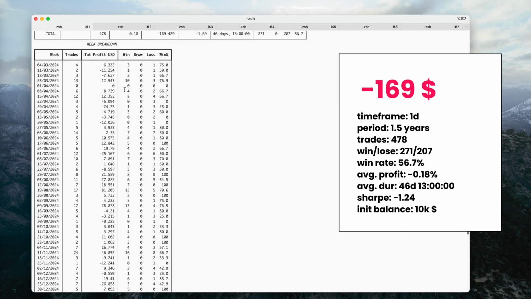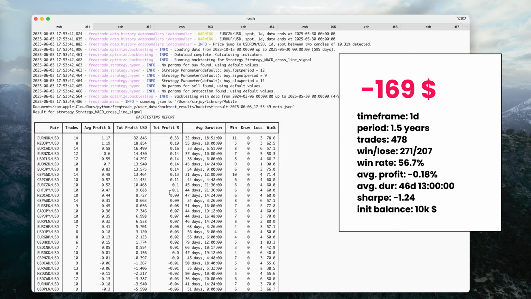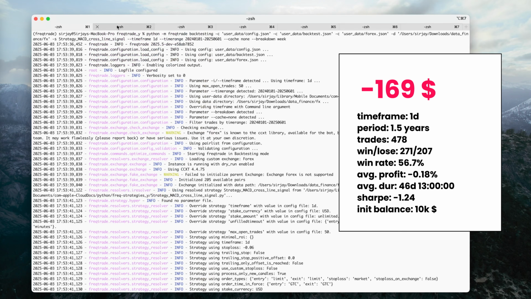Let's check the breakdown. Week breakdown, we got these values. It's also for each week. We can see the profits depending on the week of the month. And in some periods we got pretty nice profits. Maybe it depends on the trend or anything else. Okay, 1 day we checked.